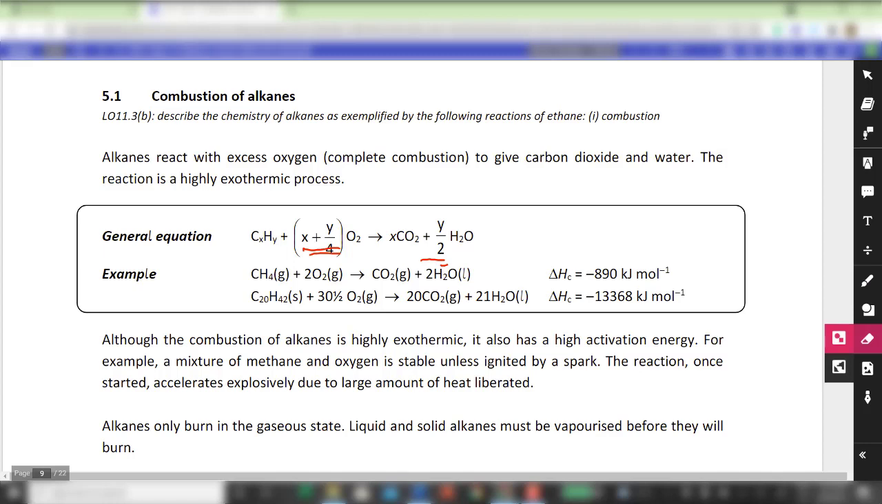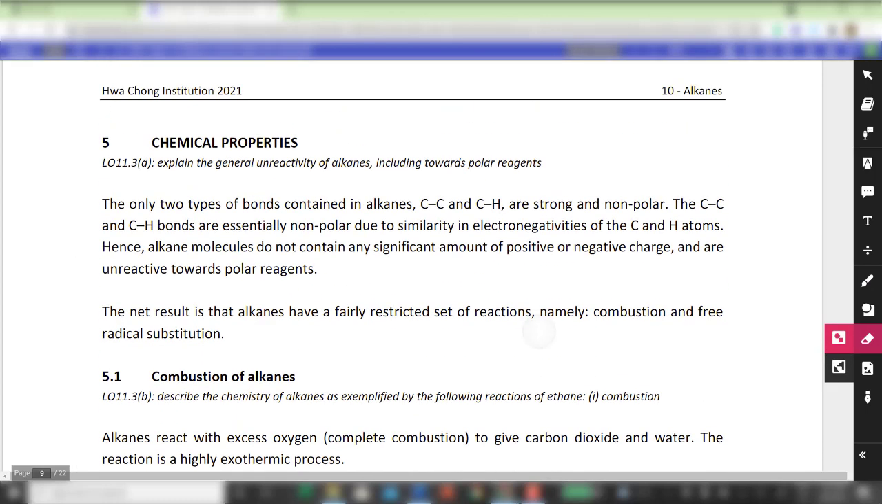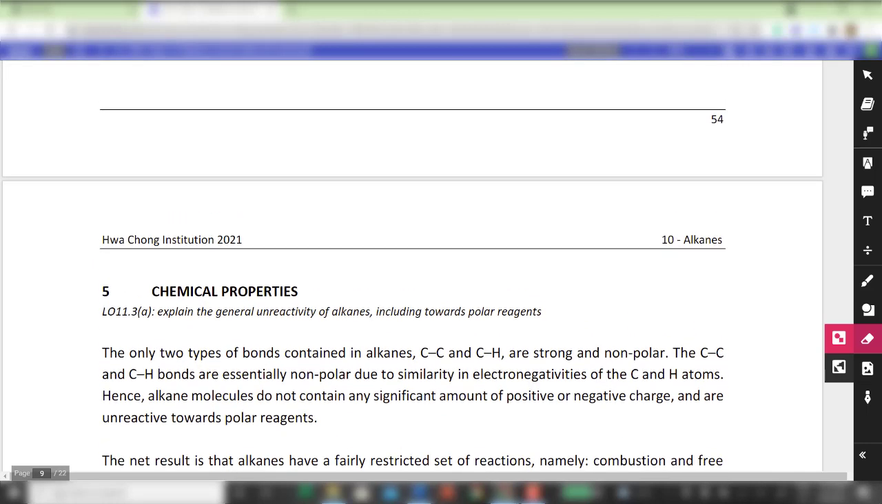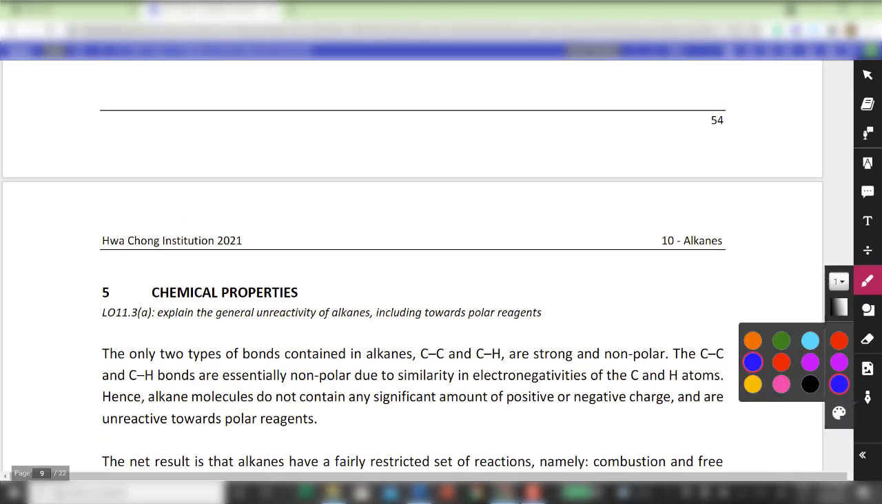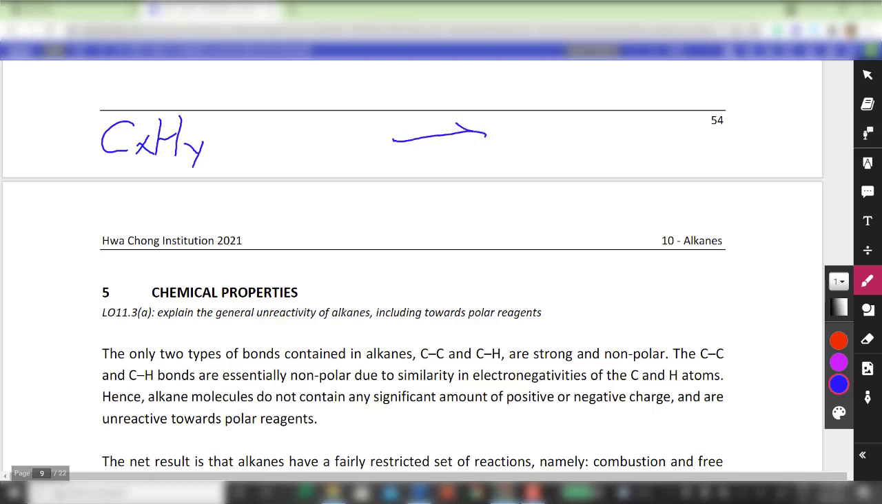Yeah, you can actually learn to balance it yourself, even without memorizing it. The reason why you can balance it yourself, right? Maybe I can just do a demonstration over here. Let the general formula of the hydrocarbon be CxHy, right? Then you need to be mindful that if it's a complete combustion, you are only getting CO2 as gas, and of course H2O as a liquid, at room temperature condition.